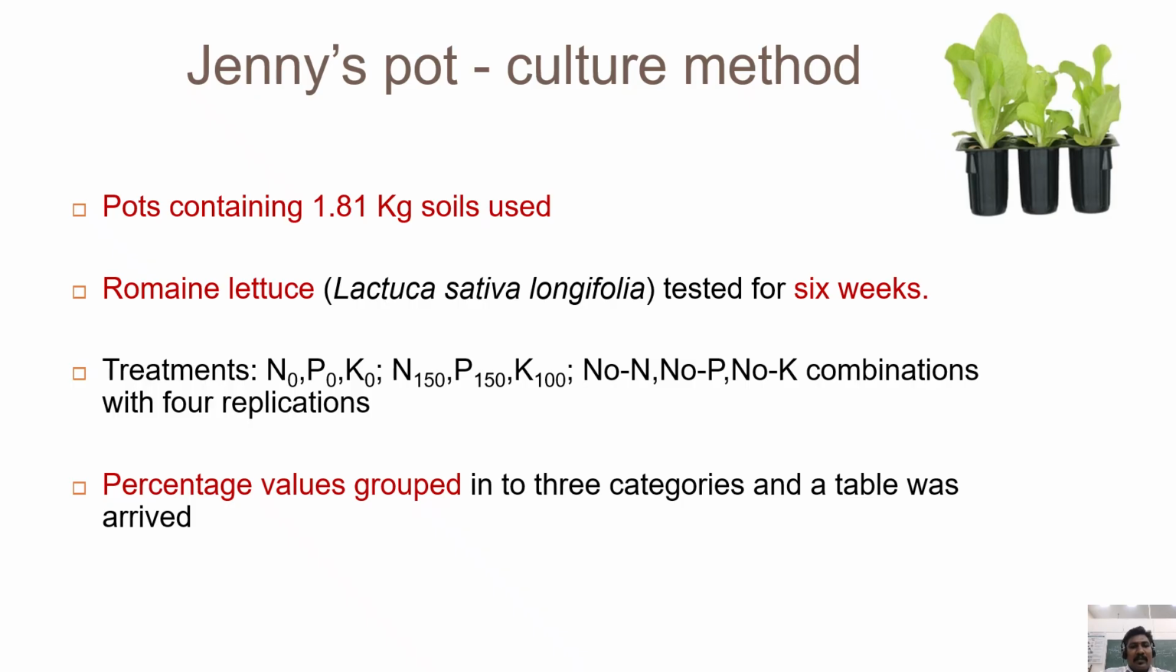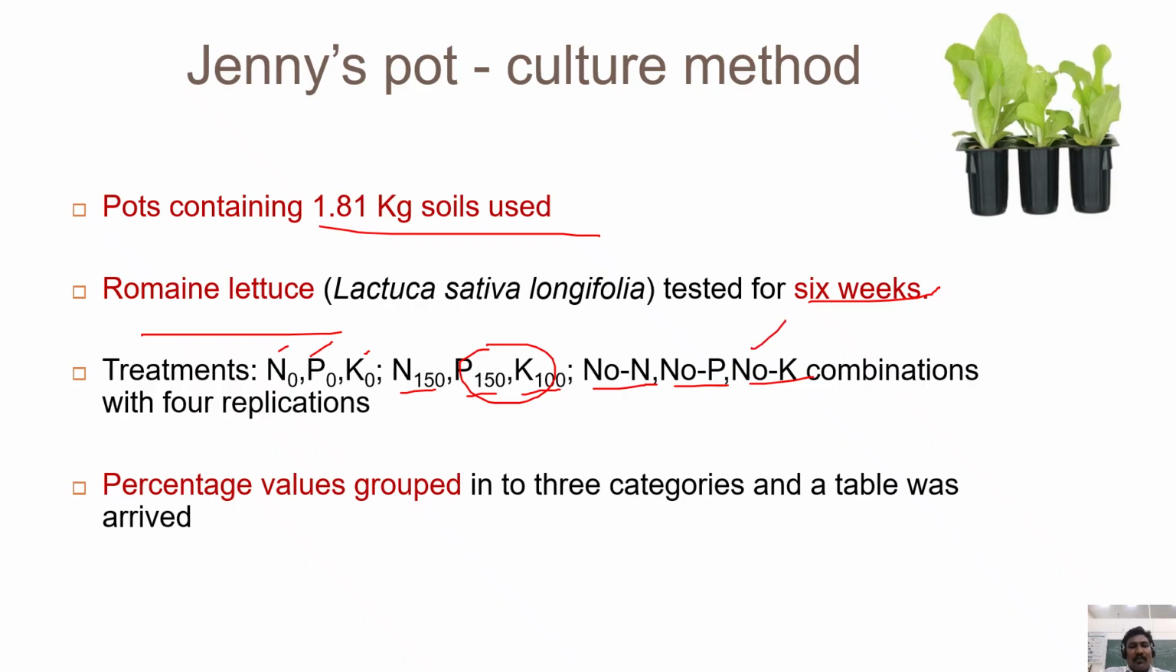Based on the table arrived from this value, the soil fertility level can be deduced. Next, Jenny's pot culture method: the pot contains 1.81 kg of soil, where Roman lettuce is grown for 6 weeks continuously. The treatments you can see: nitrogen 0, phosphorus 0, potassium 0 is like a control, and nitrogen 150, phosphorus 150, potassium 100 is the recommended dose you can apply. No nitrogen means phosphorus and potassium will be applied. No phosphorus means nitrogen and potassium will be applied. No potassium means nitrogen and phosphorus will be applied.